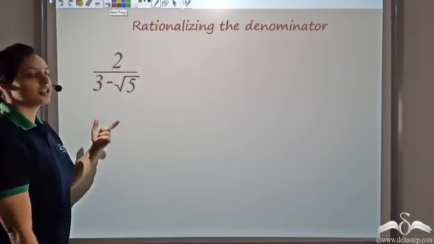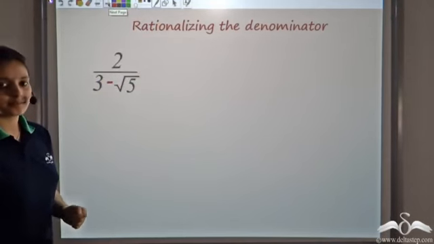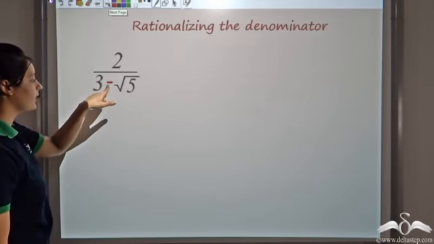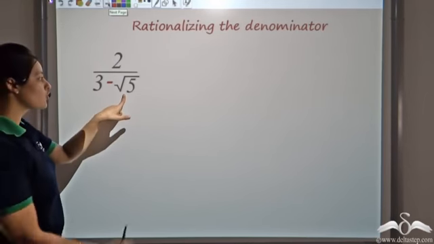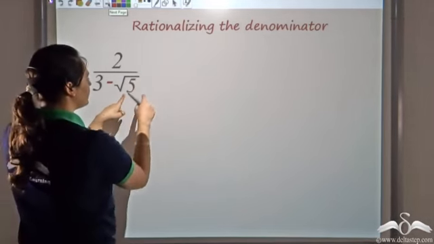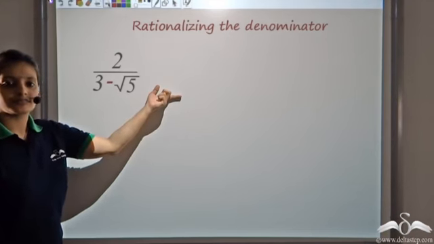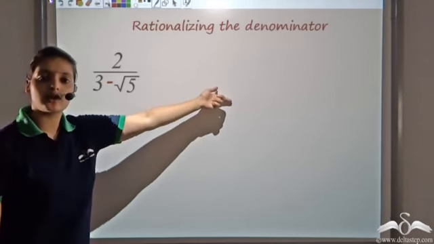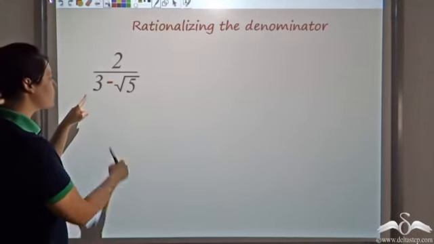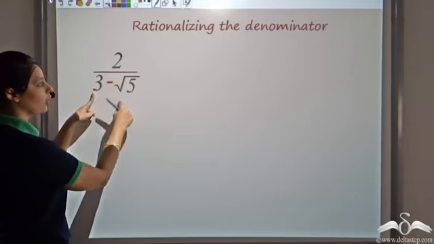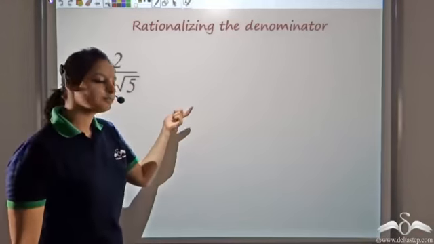Now how would I rationalize the denominator in this case? I see 3 minus root 5. So would multiplying both numerator and denominator by under root 5 help here? 3 minus under root 5 times under root 5 would not help. It does not give me a rational number. So what do I do? I want to make the denominator a rational number.